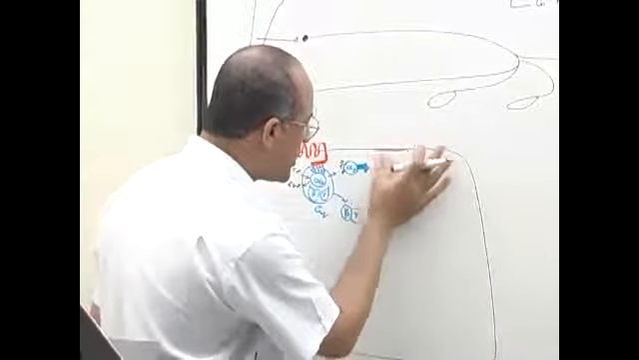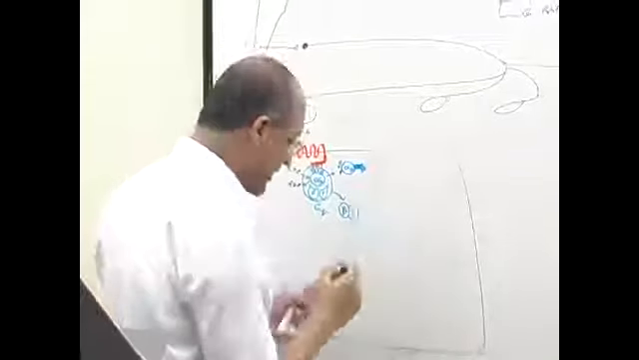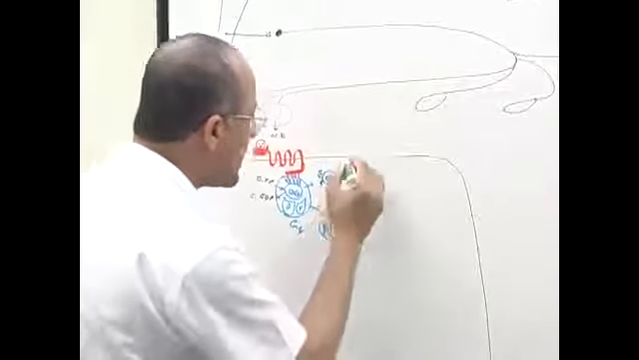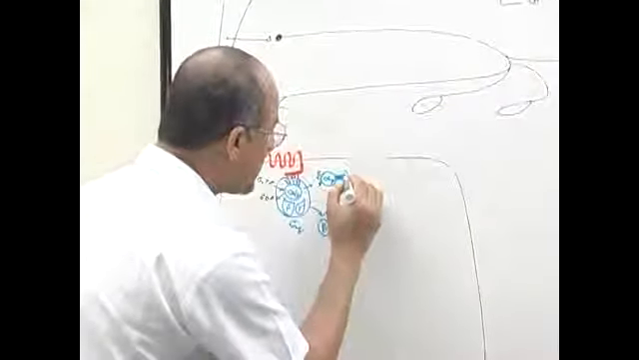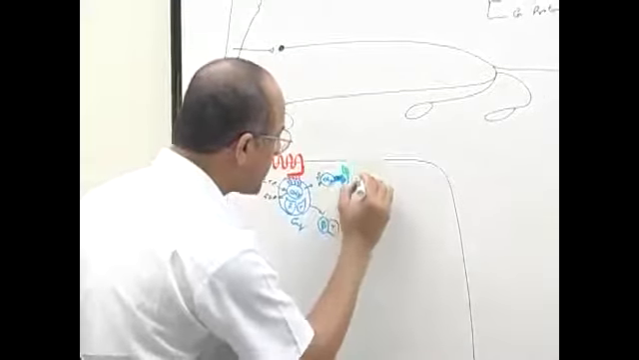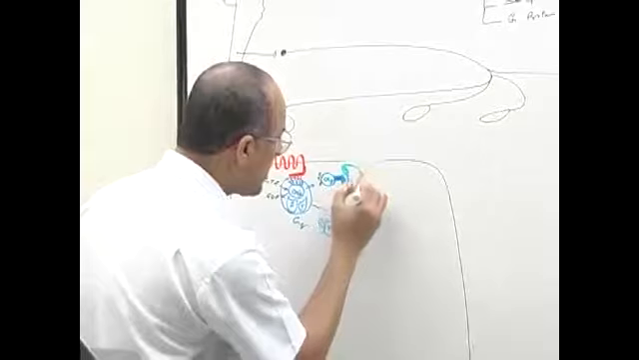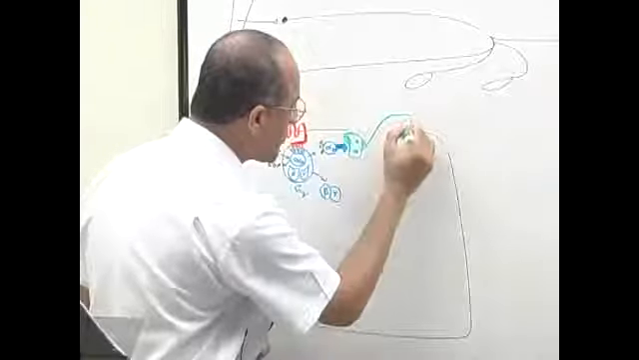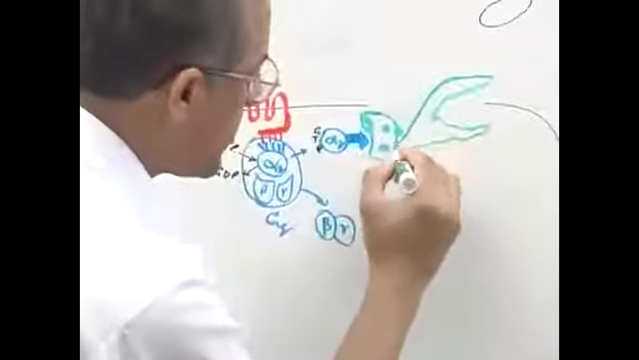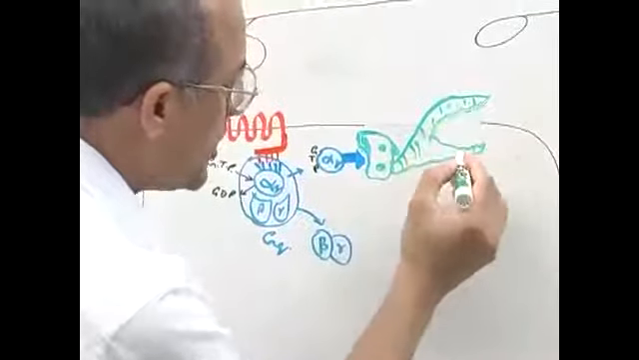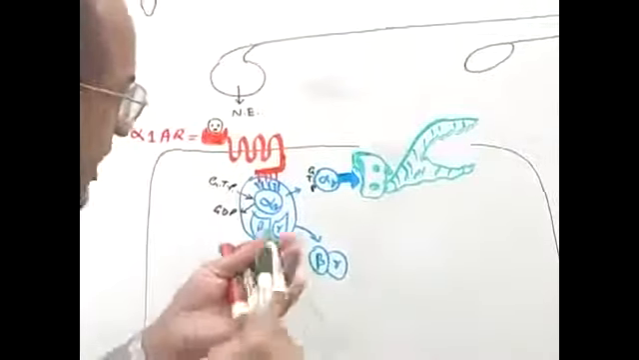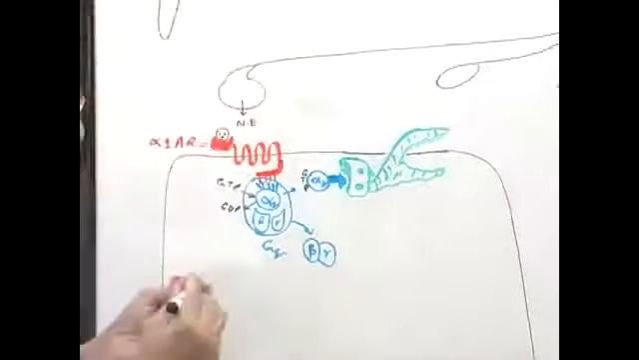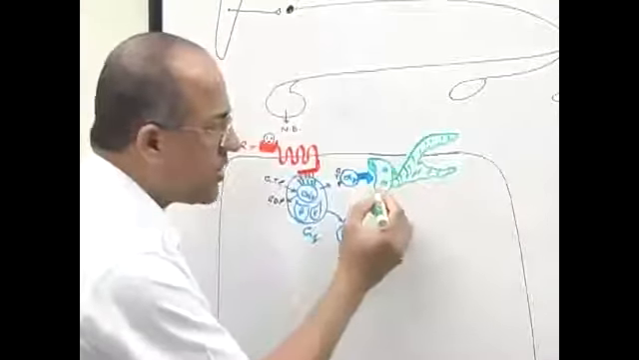Gq does not bind with adenylyl cyclase; rather Gq binds with a different enzyme, and that enzyme is called, who will tell me the name of that enzyme? Yeah, this is the name of that enzyme. Let me tell you. This enzyme can attack the cell membrane. When this enzyme is activated, what is the name of this enzyme?